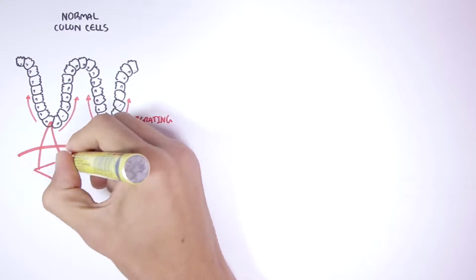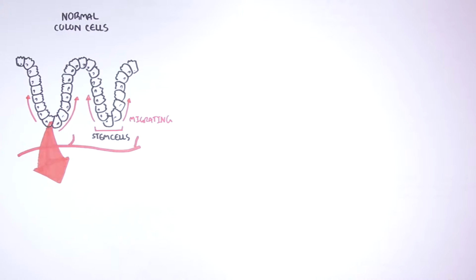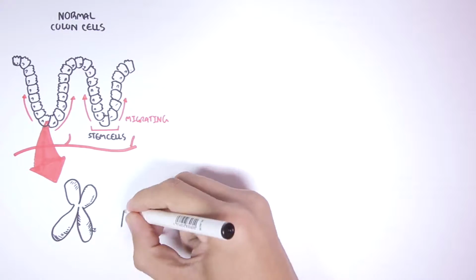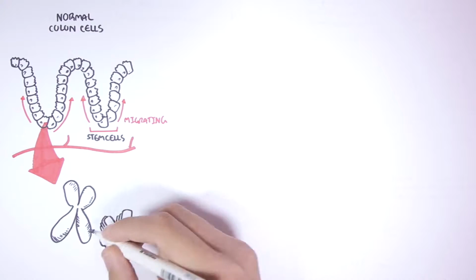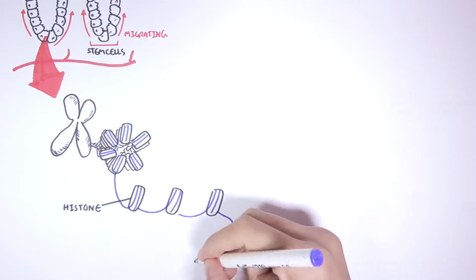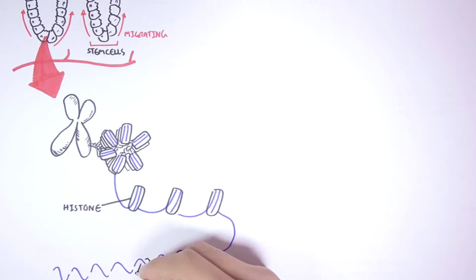If we look into the genetic material of one of these stem cells, their genetic material is DNA, which is found in chromosomes. The DNA is all tangled up around histones. If we remove the histones, here we can see the DNA.